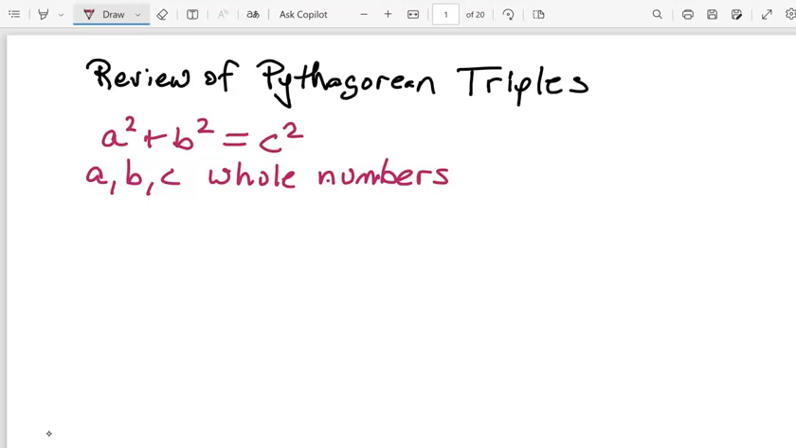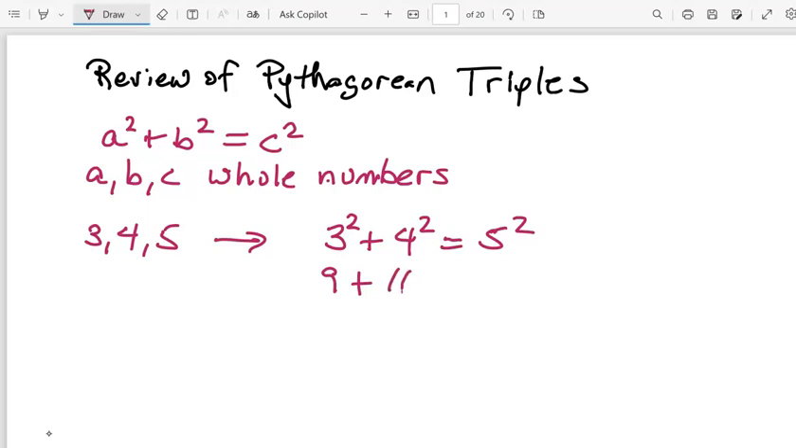So some examples: 3, 4, and 5 represent sides that could be sides of a right triangle because 3 squared plus 4 squared is equal to 5 squared. 9 plus 16 is equal to 25. So that's a Pythagorean triple. That one's easy enough to check because the arithmetic is fairly easy.